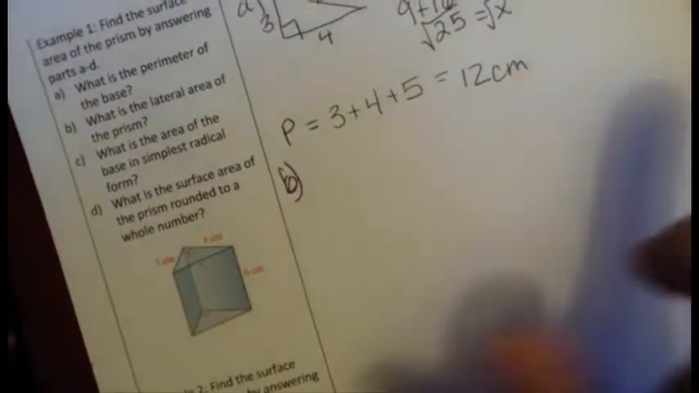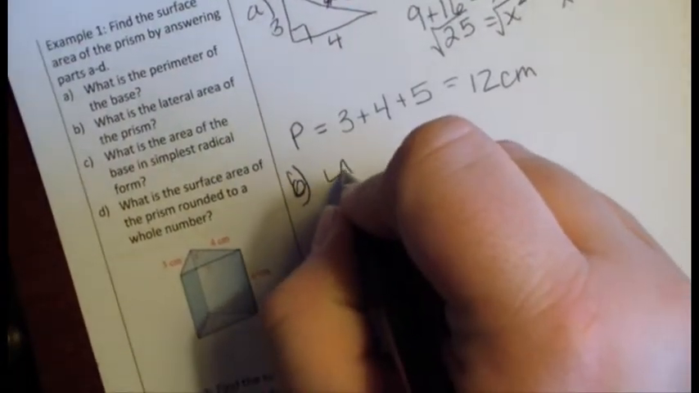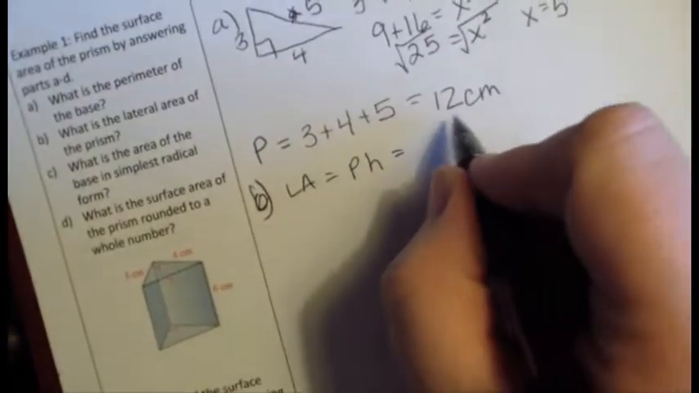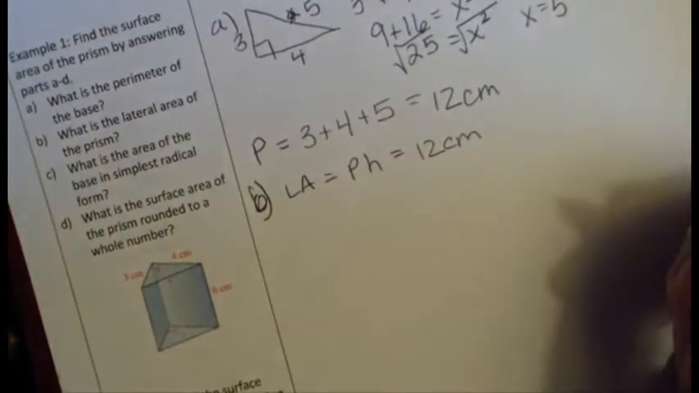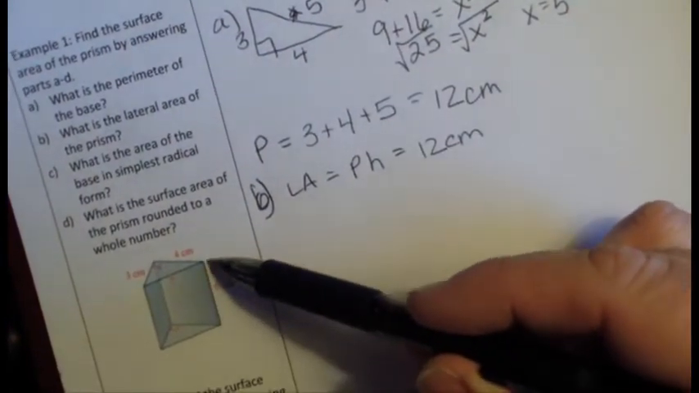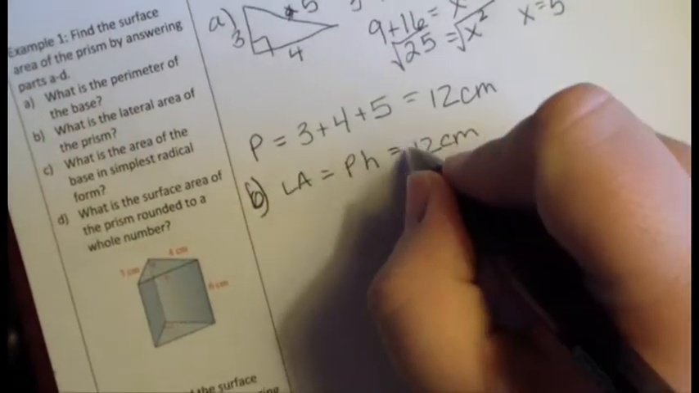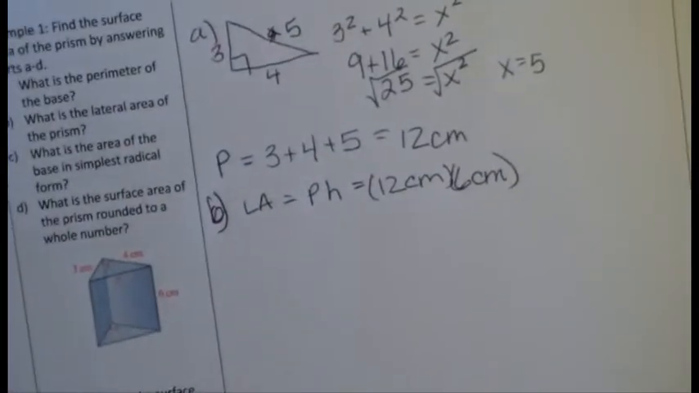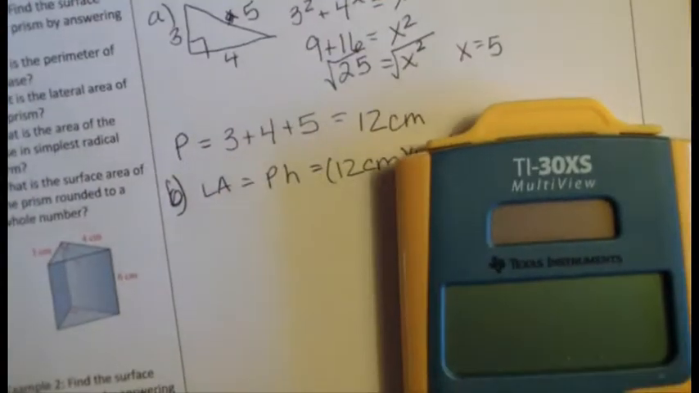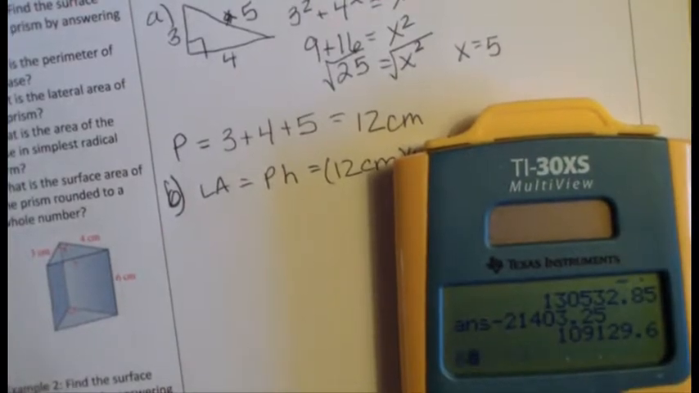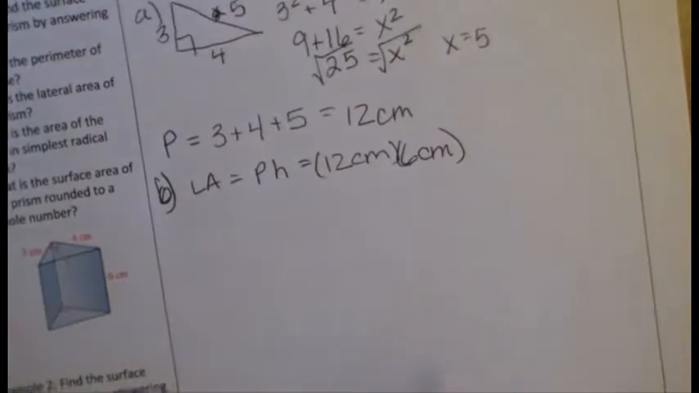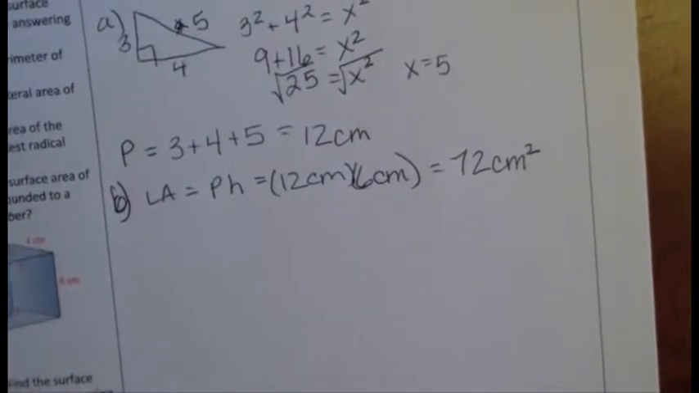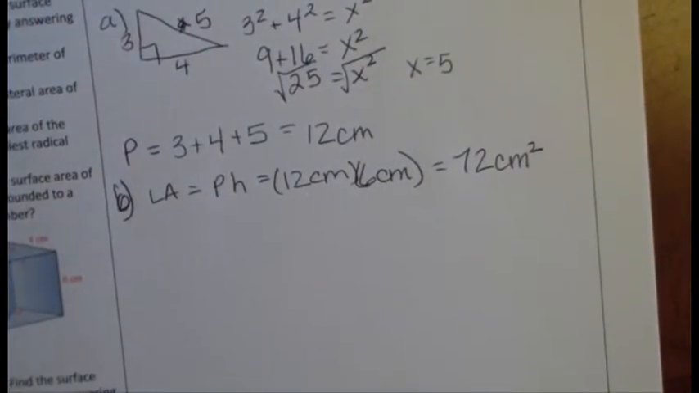So in part B, we know our perimeter. Lateral area is perimeter times height. Our perimeter was 12 centimeters. And then the height of our prism is right here, 6 centimeters. So times 6 centimeters. So 6 times 12 is 72. So our lateral area is 72 centimeters squared. And since we are talking about area, all of our units of measurement are going to be squared.